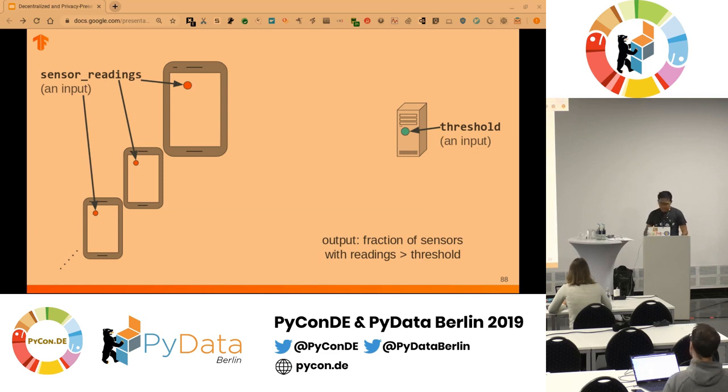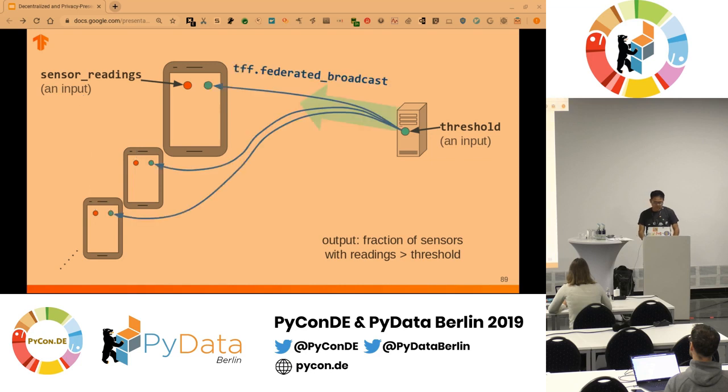Let's look at the second example that we saw, right? Which is the thresholding, finding out a fraction of sensors with readings more than the threshold.